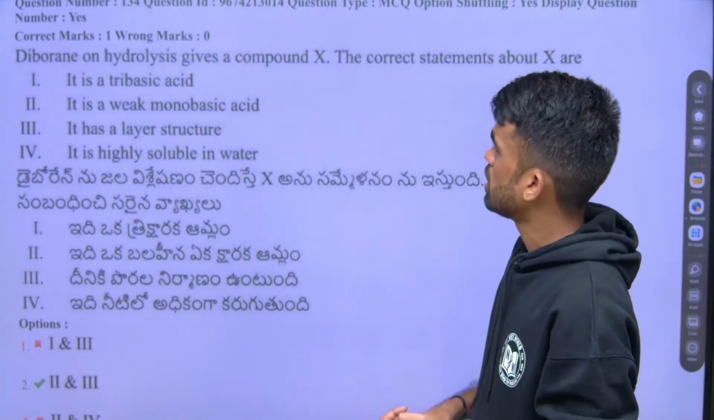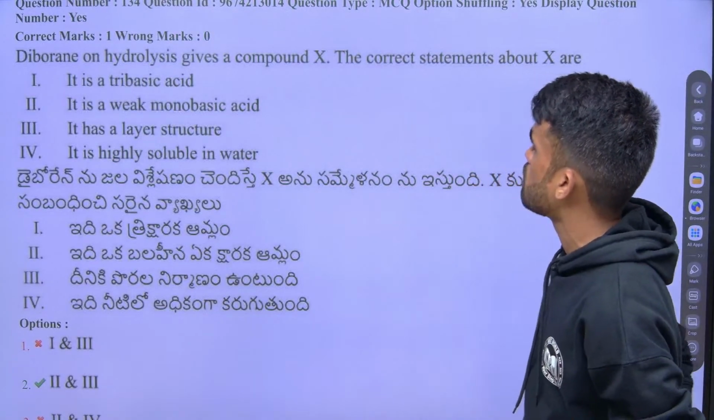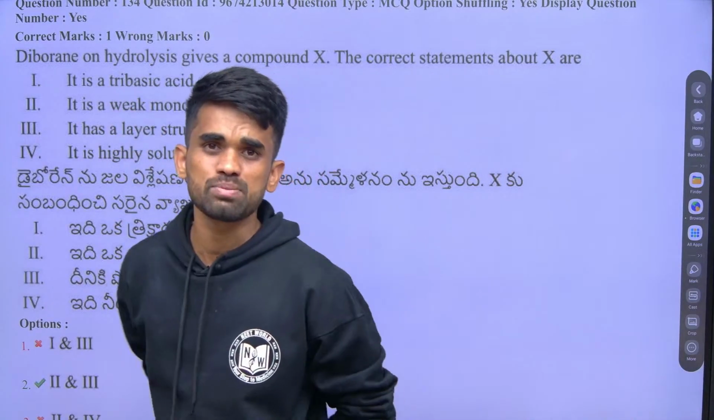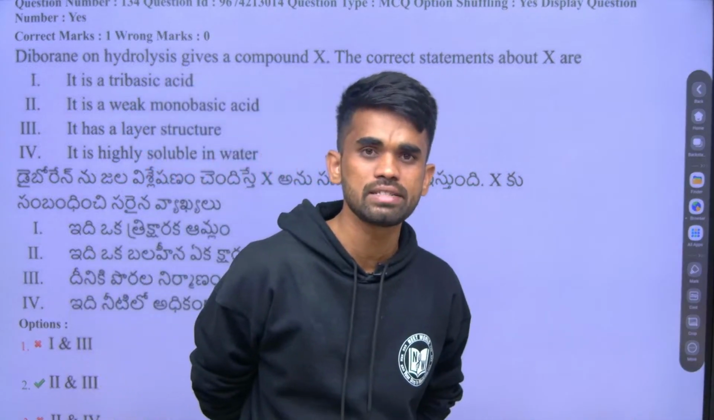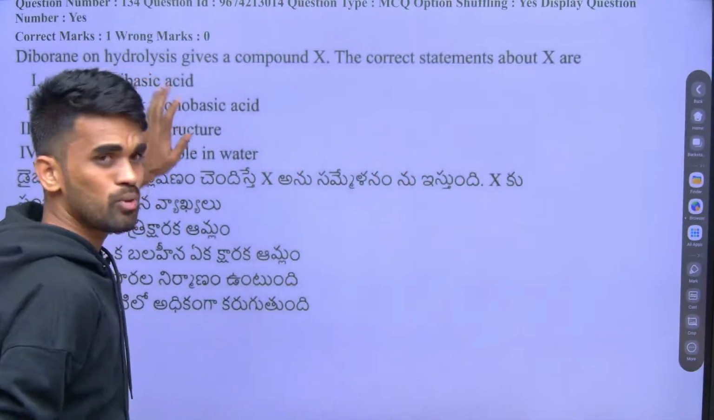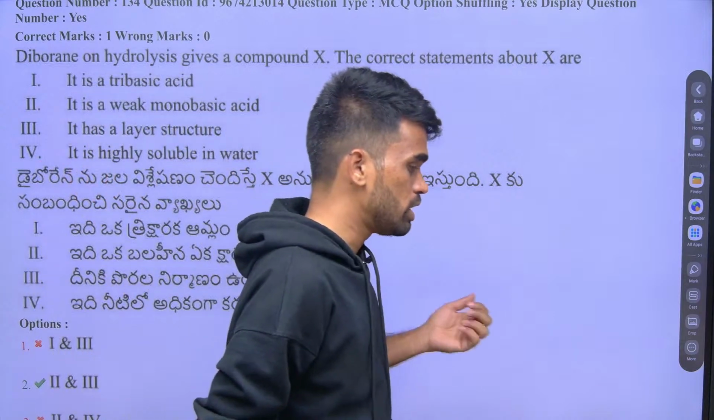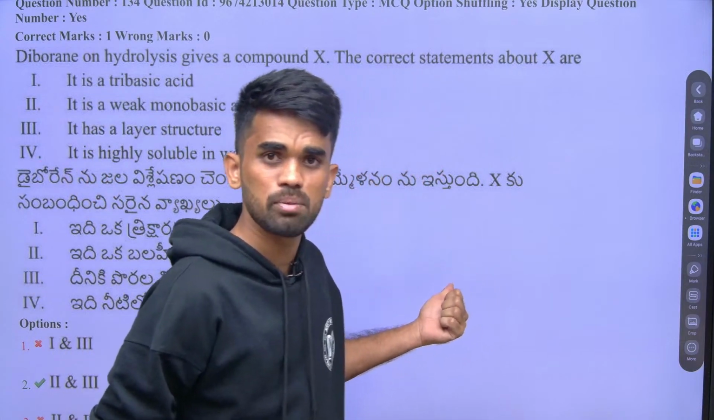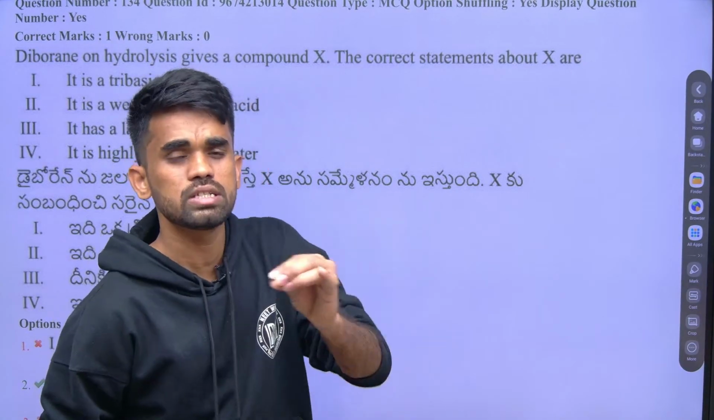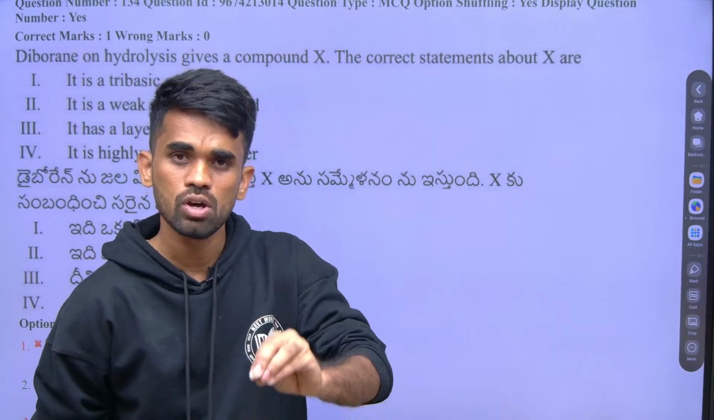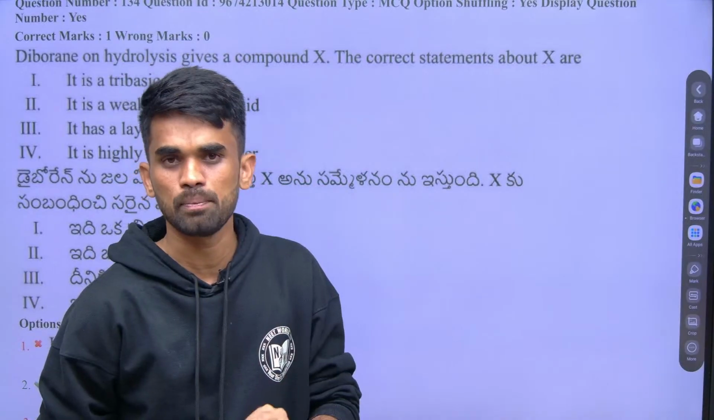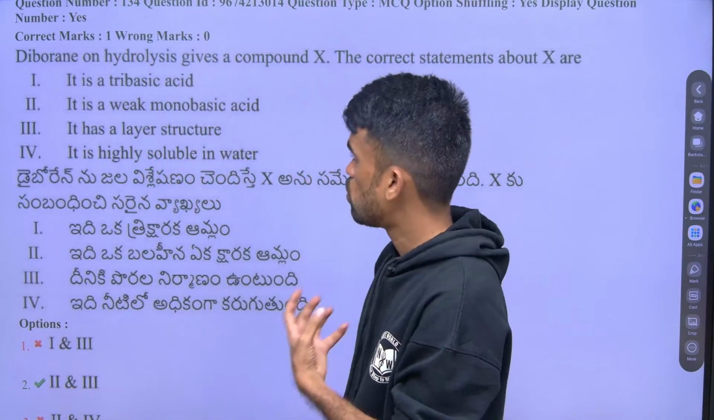Next, diborane. Diborane upon hydrolysis gives a compound X, that is orthoboric acid. See, on diborane we have made a special video of just 10 minutes in the golden minute series, where I have covered all the important things regarding diborane. In this Telangana EAPCET, I have seen 2 or 3 questions on diborane, and those questions are purely covered in that 10 minute topic. So you can go through the playlist and watch the diborane concept completely for more clarity, after watching this session.